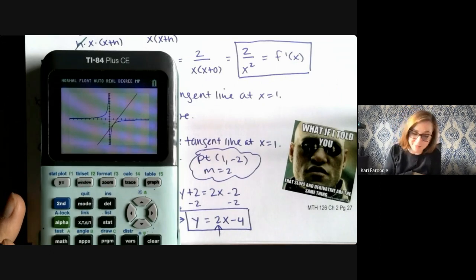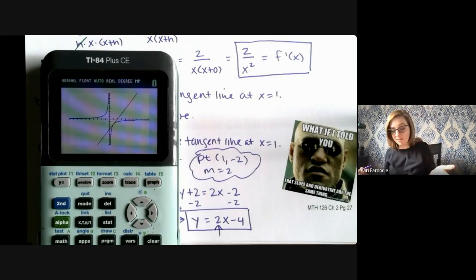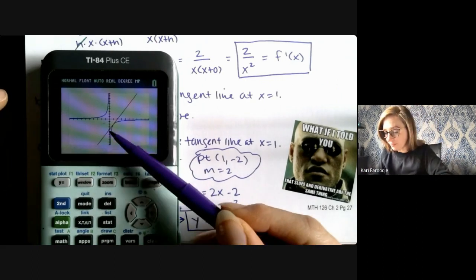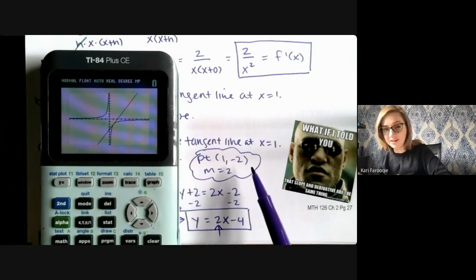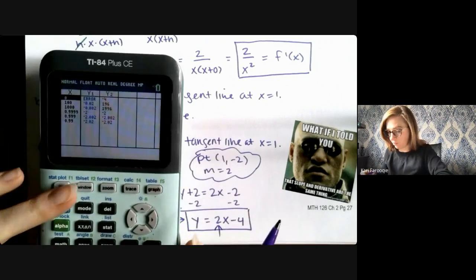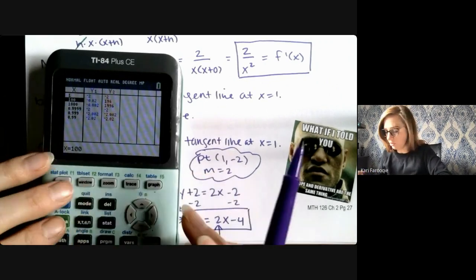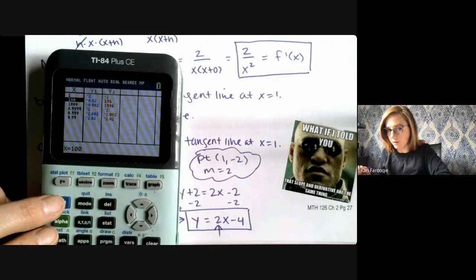I get so excited when it all ends up being exactly the way it's supposed to be. This is what it's supposed to look like. Here's your curve. The point is, what did we say the point was? Oh, 1, -2. Yes, and you can check that, by the way, in your table. When x equals 1, y equals -2.